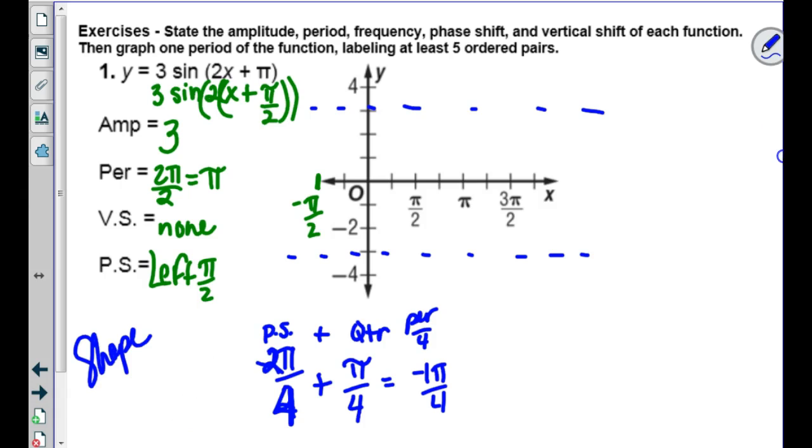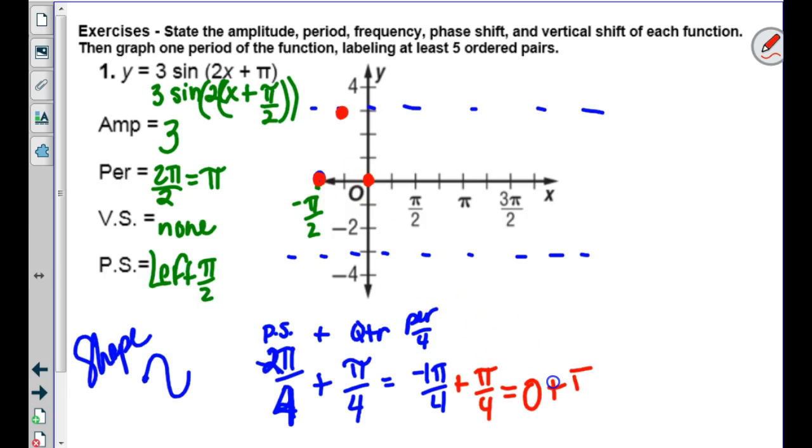Yeah, it's a positive sine, so it's going to start at the midline. Do this. So if we're starting here, let me do that in red. We're starting here. At negative pi over 4 is where its next quarter point is. It's reaching the maximum. If I add another pi over 4, what am I at? That's where it gets back to the midline.